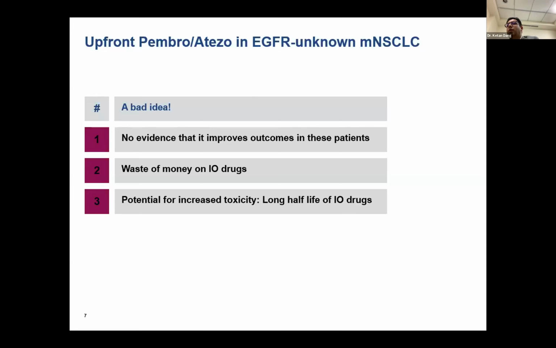So we don't start upfront IOs when we do not know the EGFR mutation status. The reason is that we'll see in the next slide.